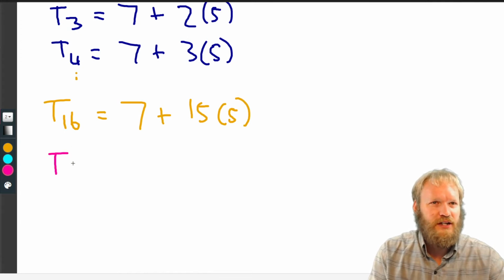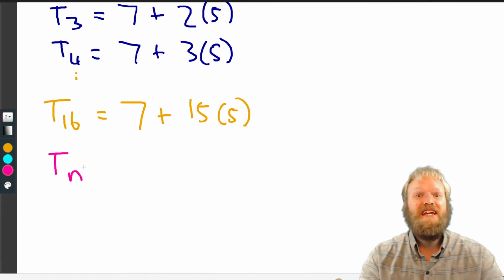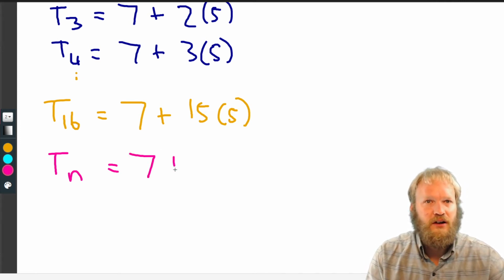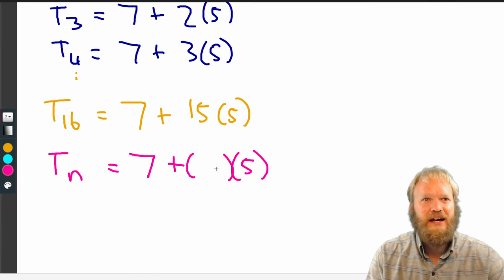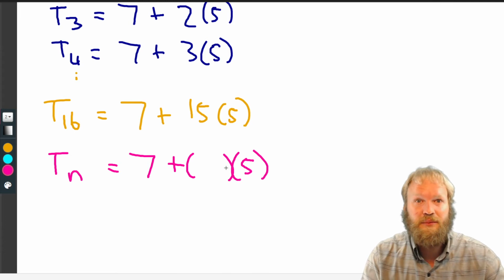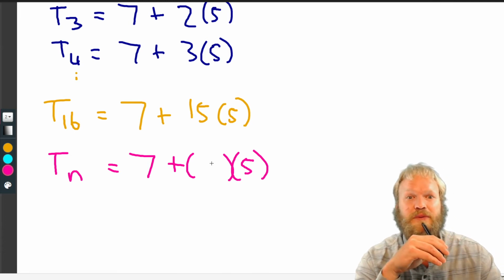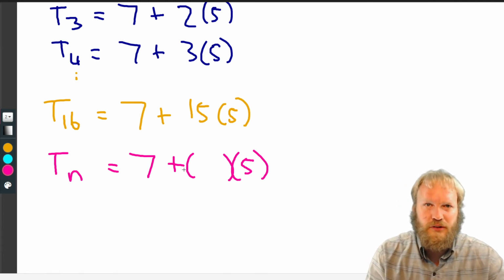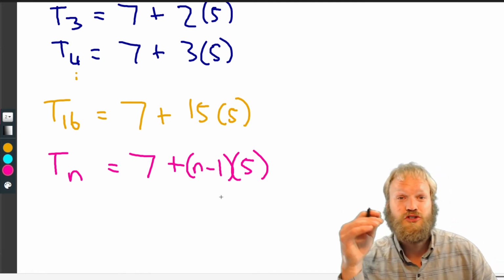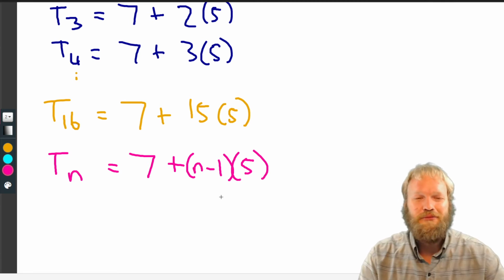Let's look at Tn. If we choose any term, we start with our first term, which was 7, and add a whole lot of groups of 5. How many groups of 5 do we have relative to n? Well, we've got 1 less than n, so we've got n minus 1. Interested to see how you described that.